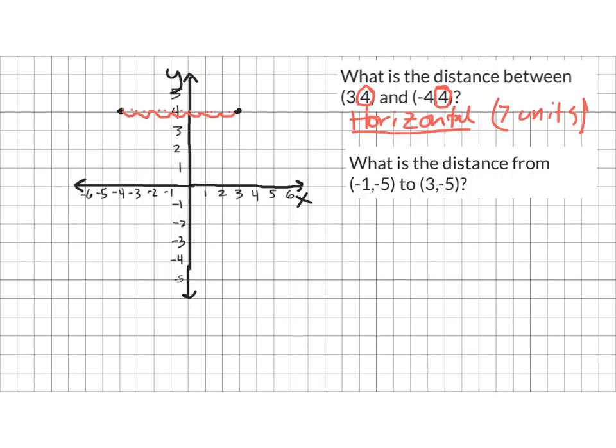This time, I want to think about what's the distance from -1, -5 to 3, -5. Go ahead and plot those points. Decide, are they horizontal or vertical? What's the distance? Can you figure it out without graphing? So I've plotted my points, and before I graphed, I thought about the fact that they once again have the same y coordinate, same y value, which means they must be horizontal.